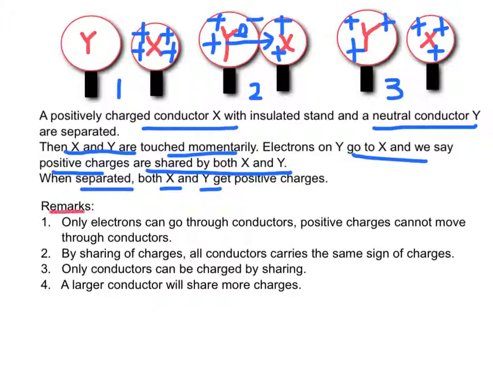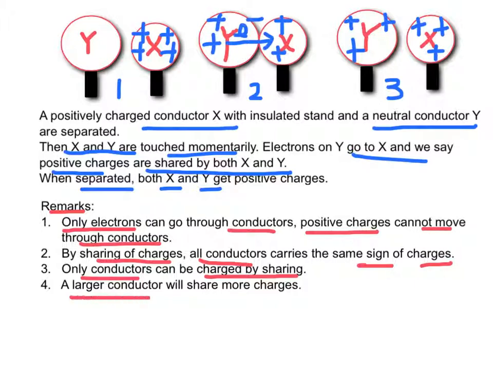There are some remarks. First, only electrons can go through conductors. Positive charges cannot move through conductors. Second, by sharing of charges, all the conductors carry the same side of charges. Thirdly, only conductors can be charged by sharing. Lastly, a large conductor will share more charges.